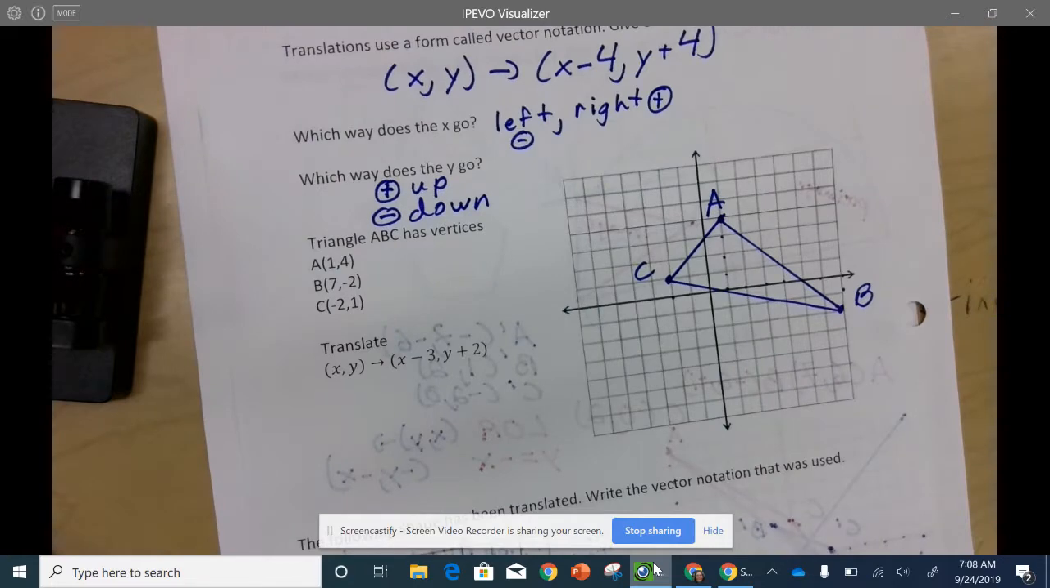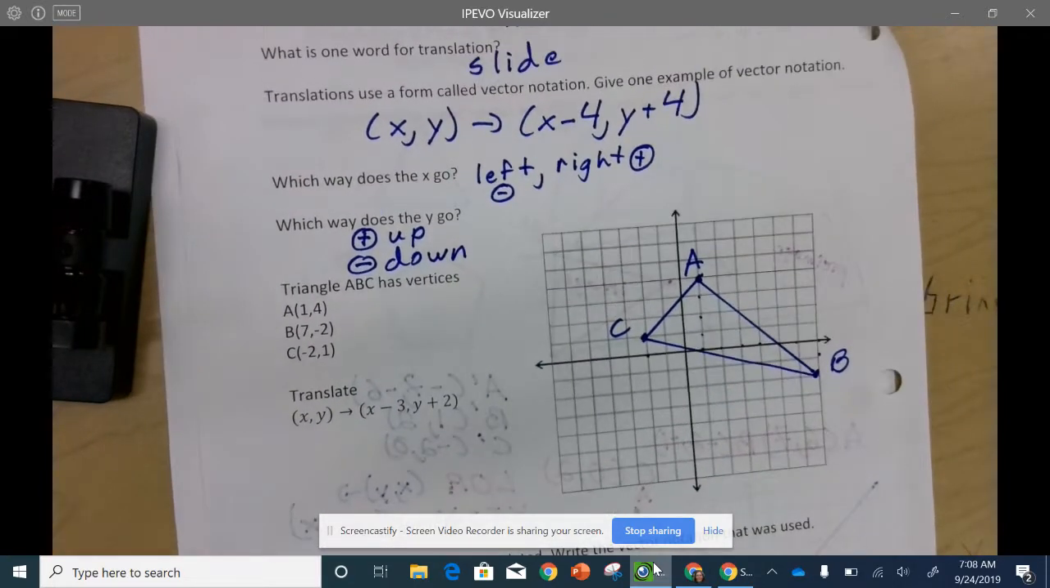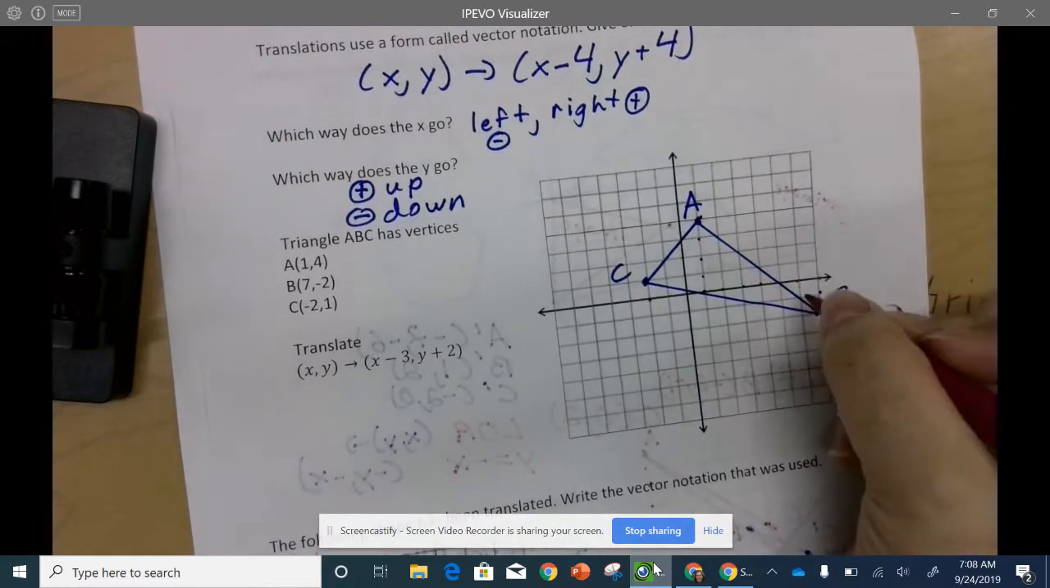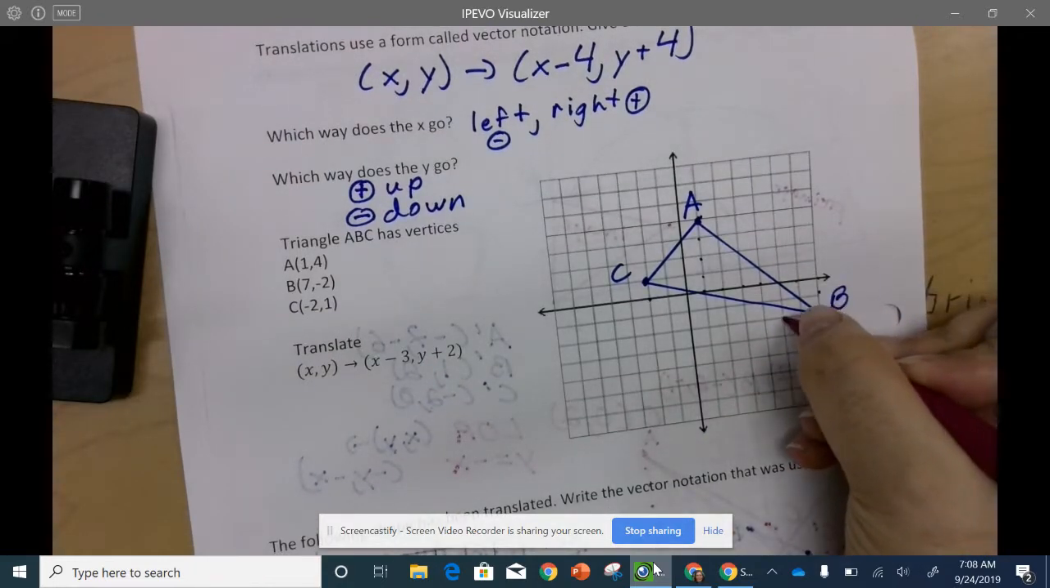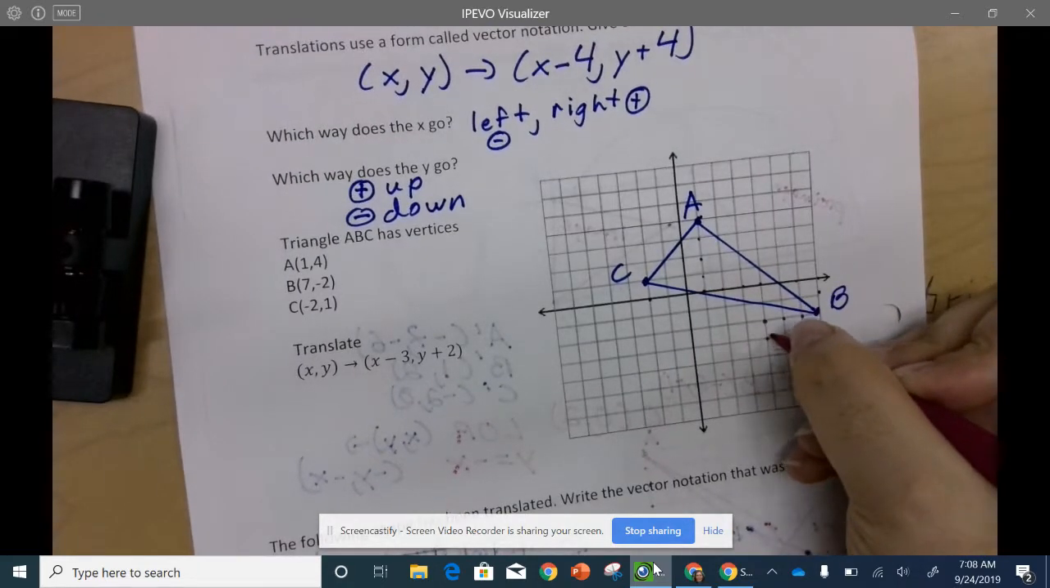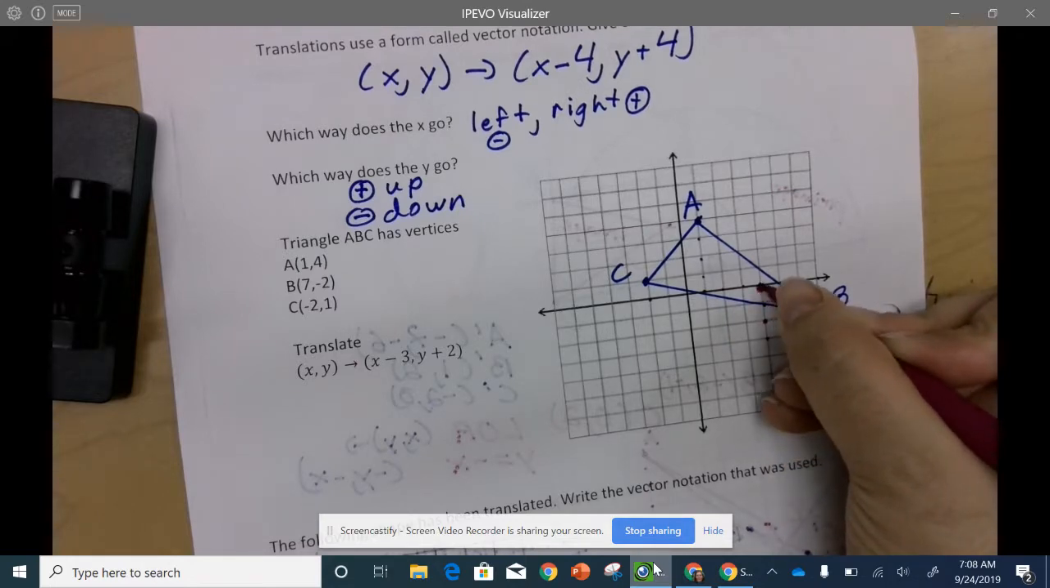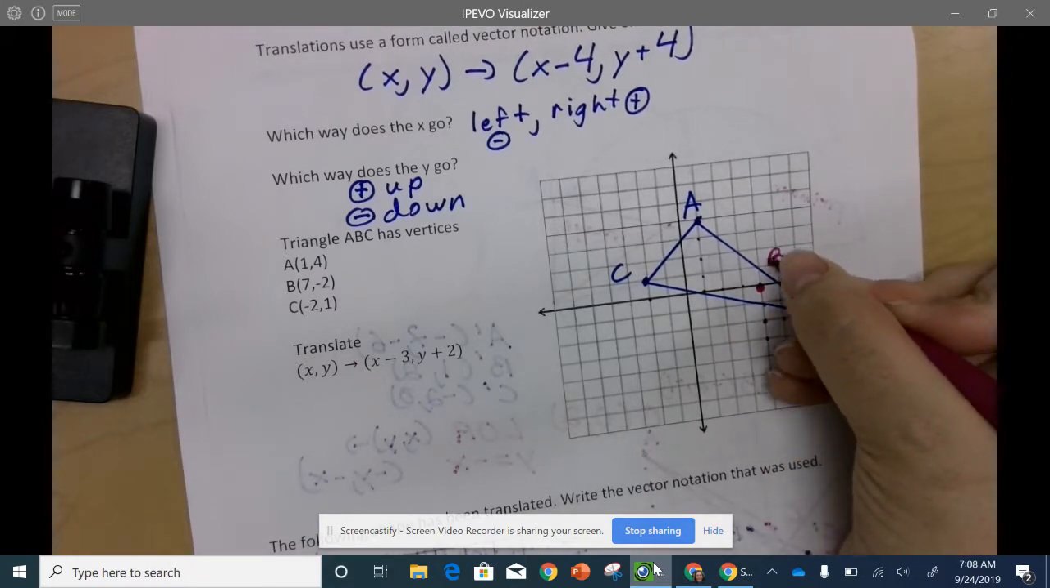Okay, and then we're going to translate it. So now we're going to go ahead and move it. So we're going to translate it, everybody. So I'm going to move it. So 1, 2, 3, down, up, 1, 2. Okay, so that's B prime.